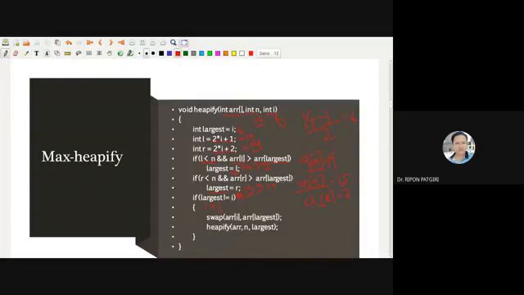Is largest not equal to I, which is 6? 14 is not equal to 6, is it true? Yes, it is true. Then we swap I, which is 6, and the largest, which is 14. A of largest is 15. We swap between 15 and 7, as we have seen in the animation.